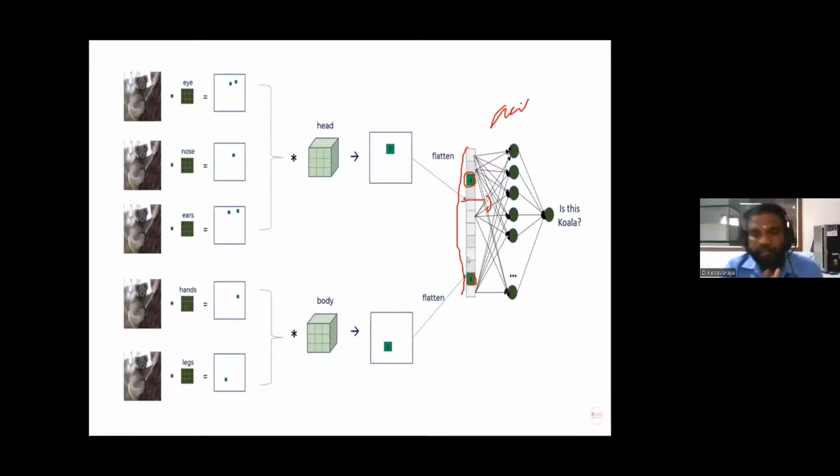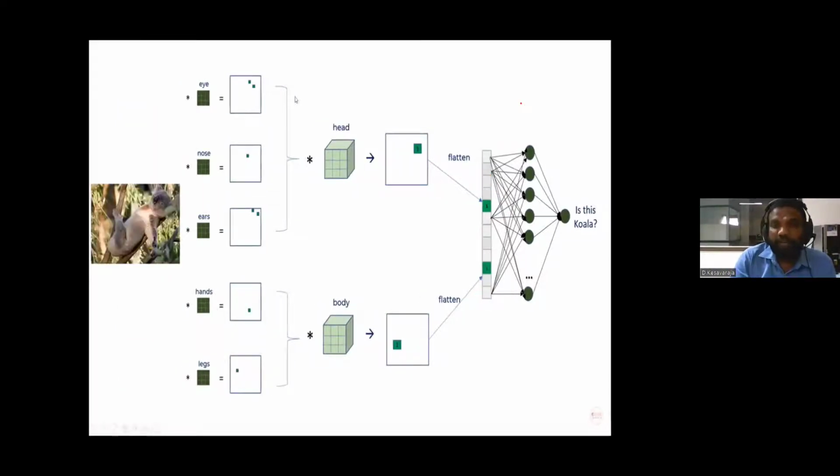In a machine learning algorithm, you are always responsible for creating the features and then passing them in. Here the system can automatically identify the feature maps and then pass them into the neural network, and it says whether this is a koala or not.